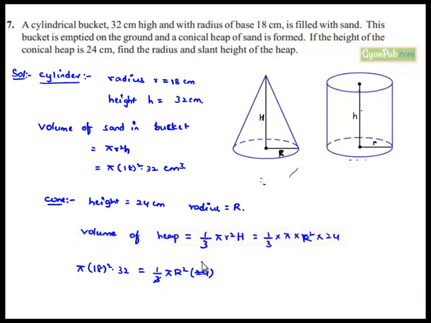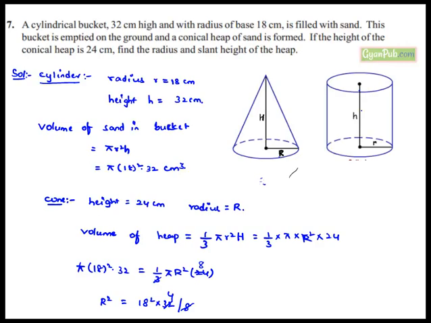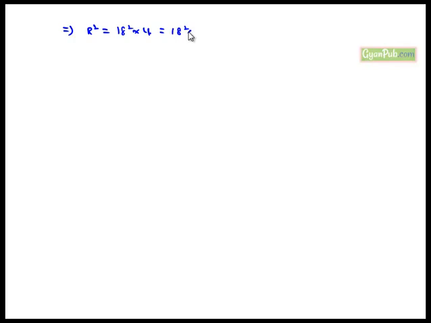Here 3 goes in 24 8 times, and pi on both sides of the equality will get cancelled. Now we get R square is equal to 18 square into 32 by 8. Here 8 goes in 32 4 times. So we remain with R square is equal to 18 square into 4, which can be written as 18 square into 2 square. That implies capital R, the radius, is equal to square root of 18 square into 2 square, that is 18 into 2, that is equal to 36 centimeters.